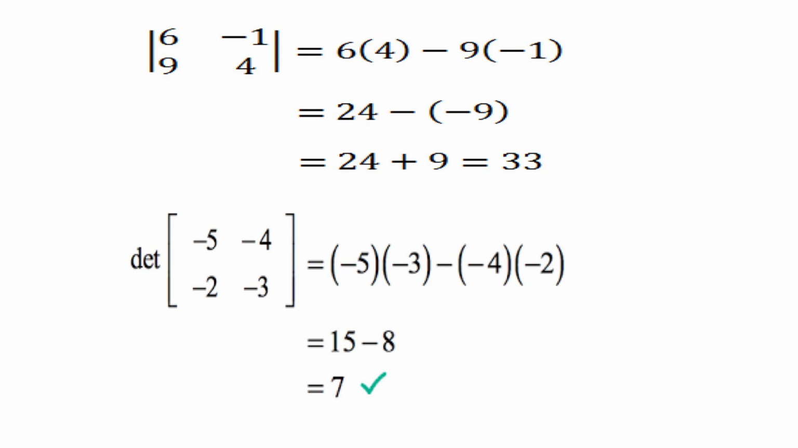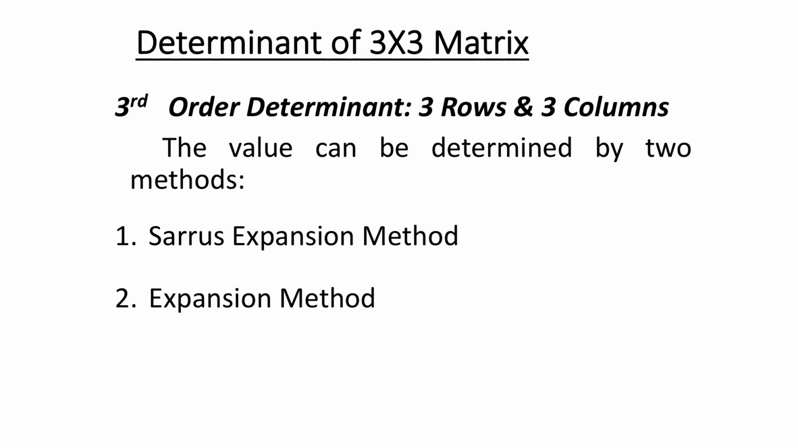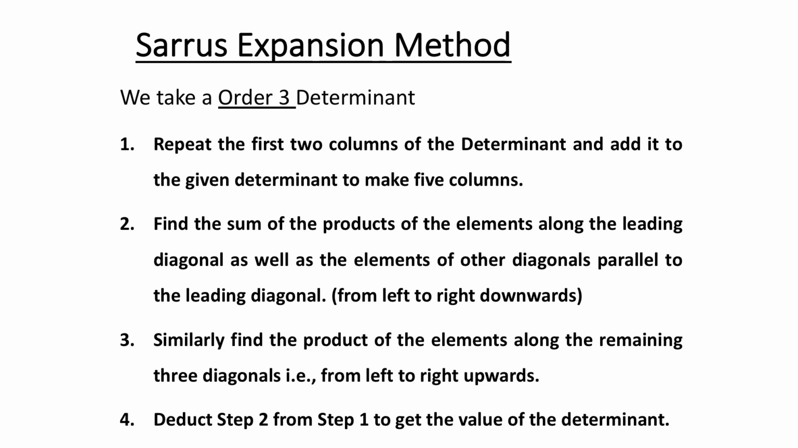Now, next, how do we find out the determinant of a matrix of order 3? Order 3 means there are 3 rows and 3 columns, right. So, basically there are two methods. One is the Sarrus expansion method, another one is the expansion method using any row or any column. So, we will start with the first method, that is the Sarrus expansion method, right. So, now Sarrus was a mathematician. He developed a very simple method to find out the value of determinant of a matrix of order 3, right.